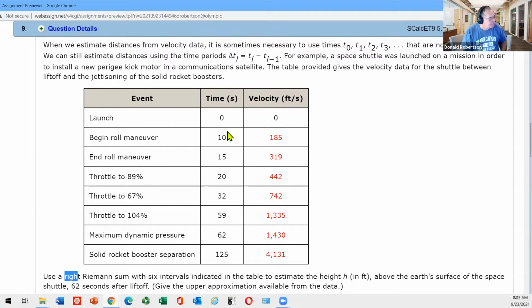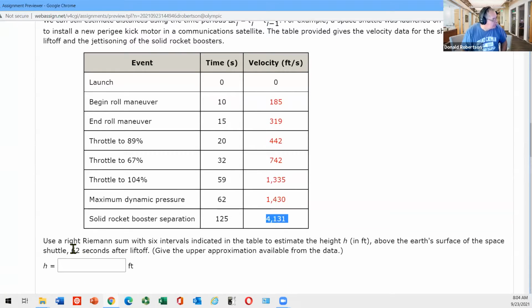185 wide. For the next rectangle that starts at 10 and finishes at 15, that one would be 5 units wide, and you're doing the guy on the right, so it would be 319. And you'd keep going. And if you were me, you'd keep going to the end, and you'd do that as your last interval. And the guy on the right would be this number. And you would be wrong, because it tells you only to use up to 62 seconds. So when you do this question, pretend that that last set of data isn't even there.